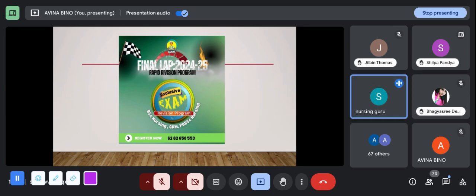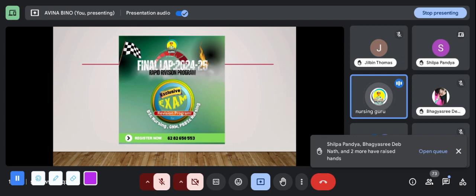Hope it is clear. Anyone have any other doubt? Just you can write as like in call message or you can raise your hand. Okay, I think Jibin Thomas, Bhagyasri Sneha, Shilpa Pandya. You can ask your doubts now. How was your second year and your first year examinations? Okay, Sneha, you can ask your doubt.